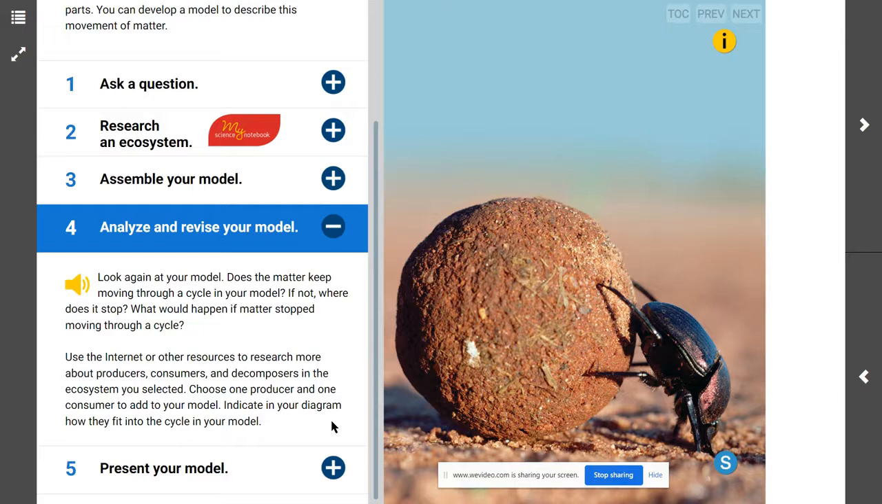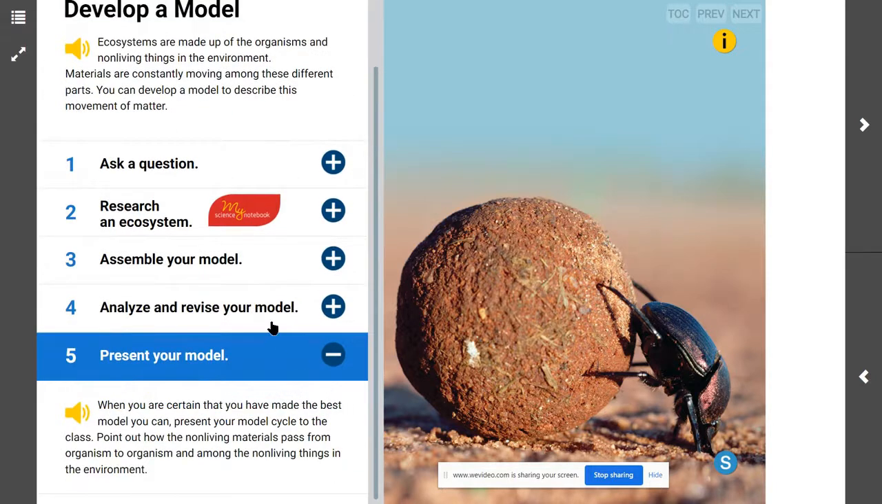You can use the internet or other resources to research more about producers, consumers, and decomposers in the ecosystem you selected. Choose one producer and one consumer to add to your model. Indicate in your diagram how they fit into the cycle in your model. And then, of course, that last element is to present.